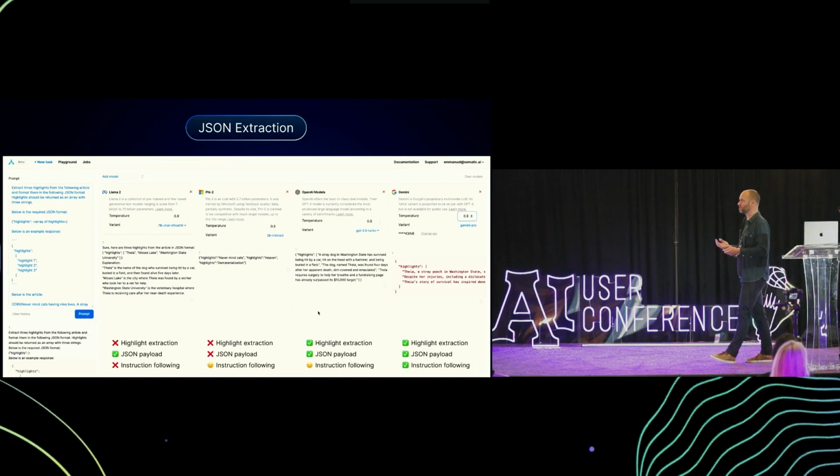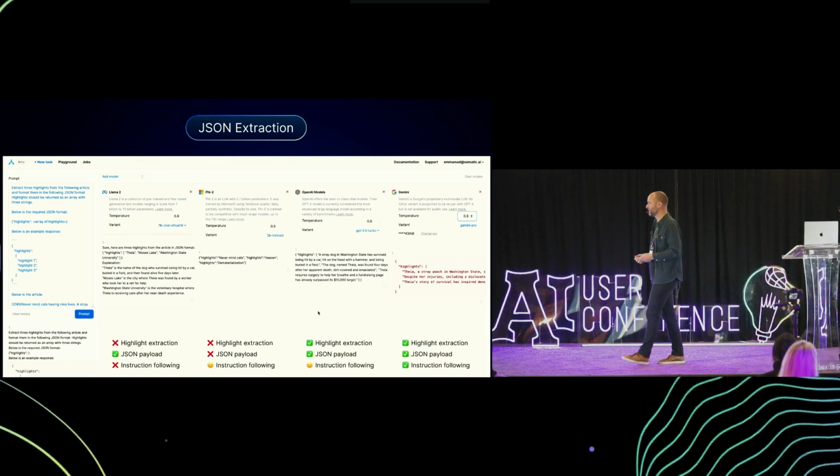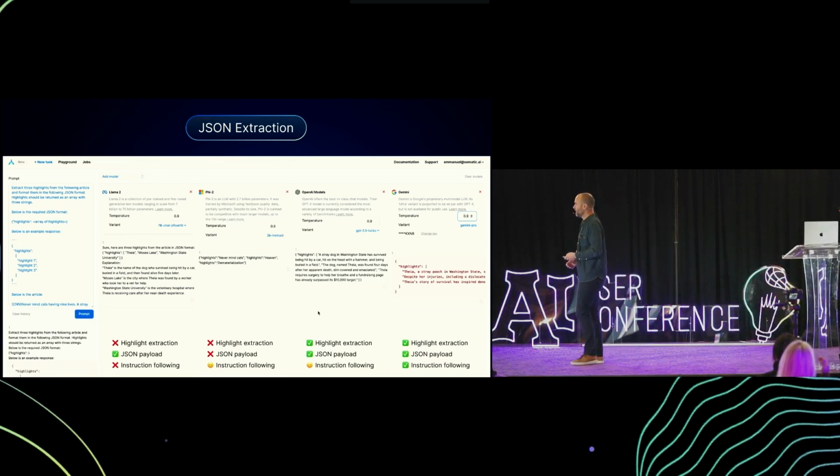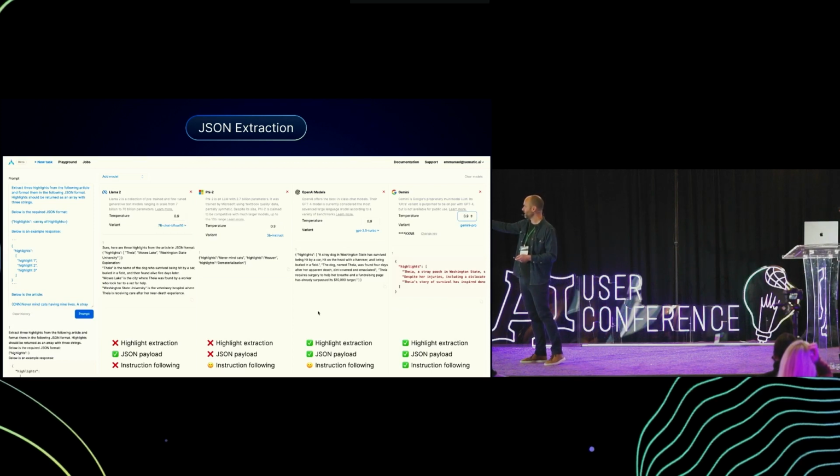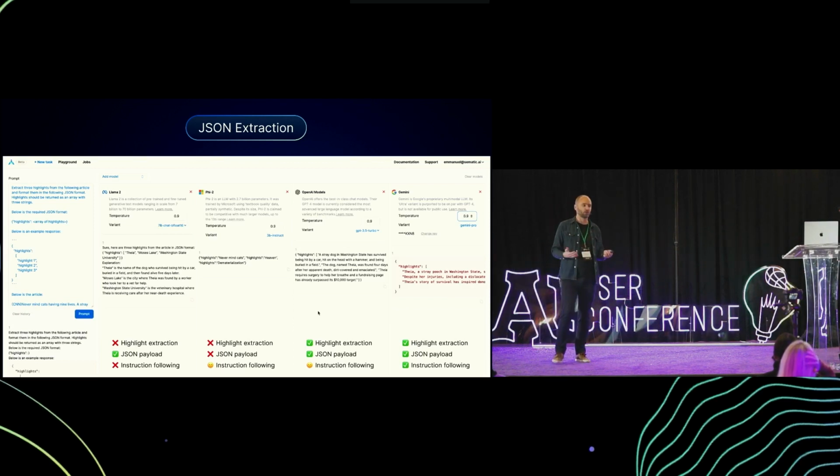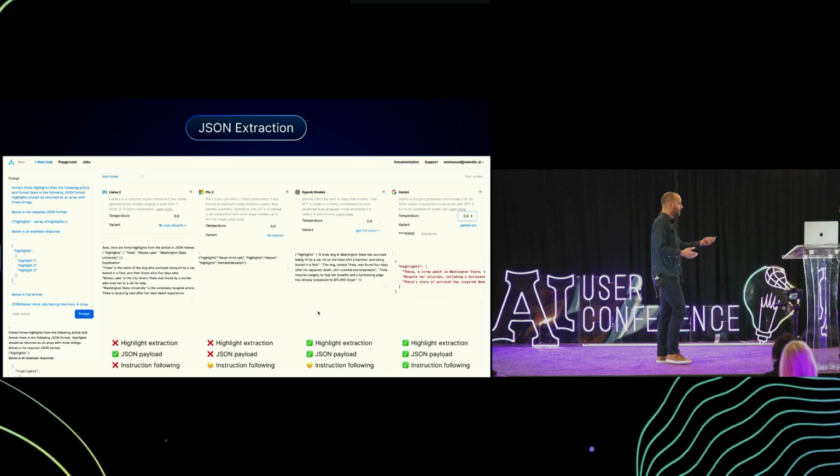Here's an example on JSON extraction. I am passing a news article, like a CNN news article, and I'm asking the models to extract 3 highlights and format them as a JSON payload. You can see the response for all of them, and you can see that Llama 2 doesn't even get the highlight extraction correct. It's actually wrong. It's just giving me a number of words from the article. And then Phi 2 also doesn't get the highlight extraction correct. It doesn't even get the JSON payload right.